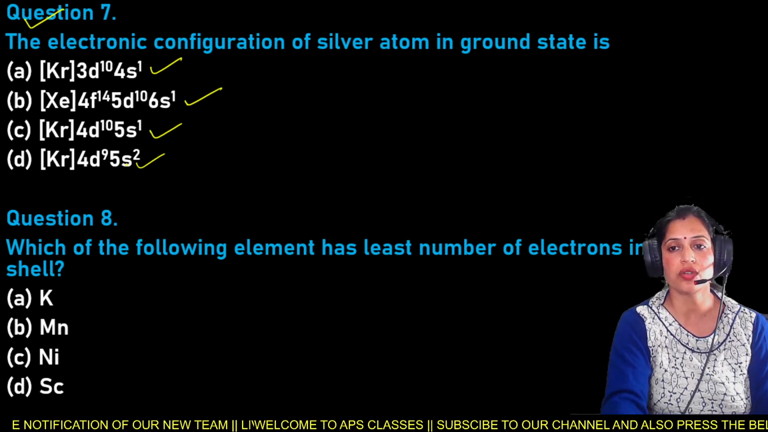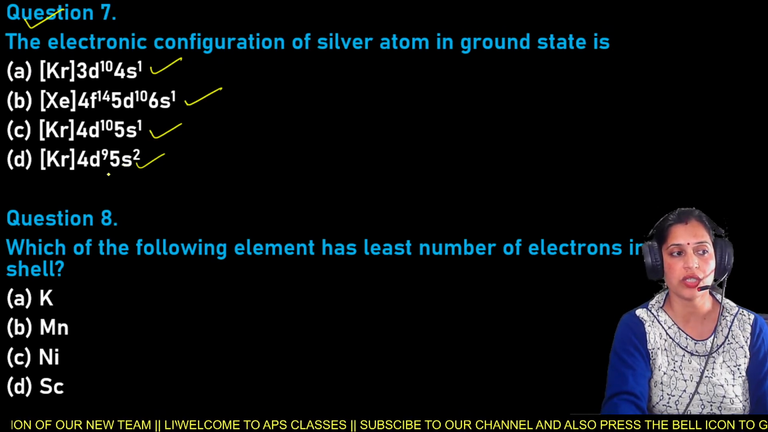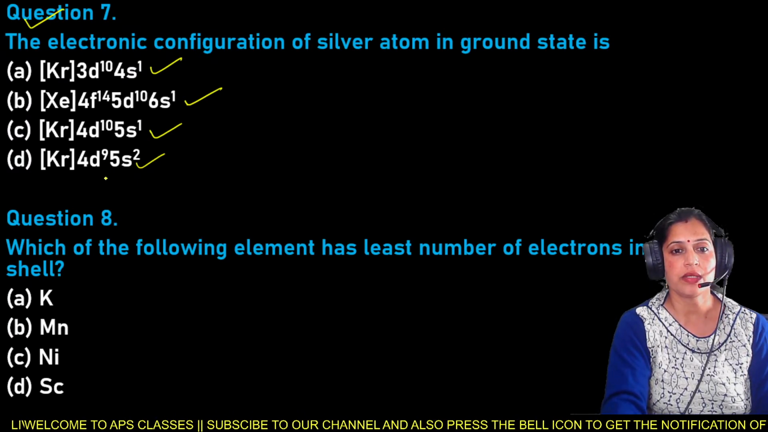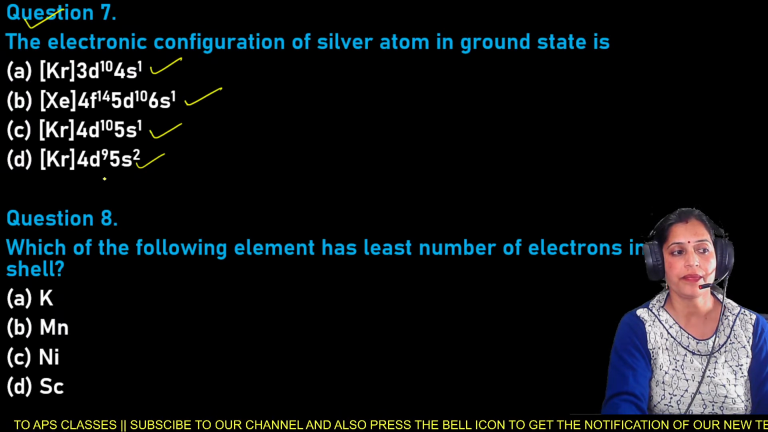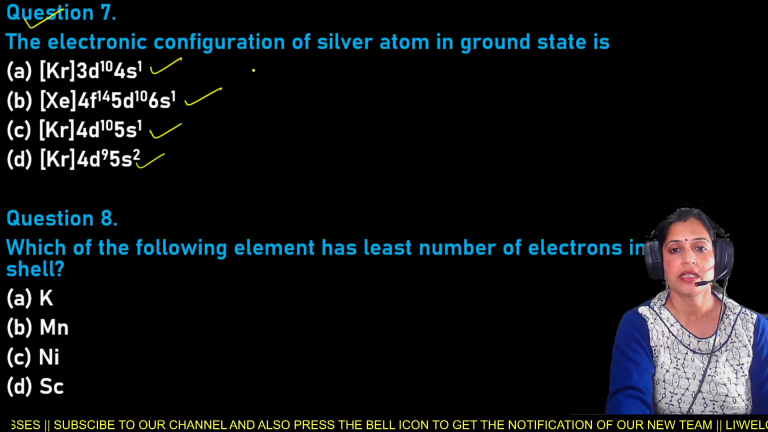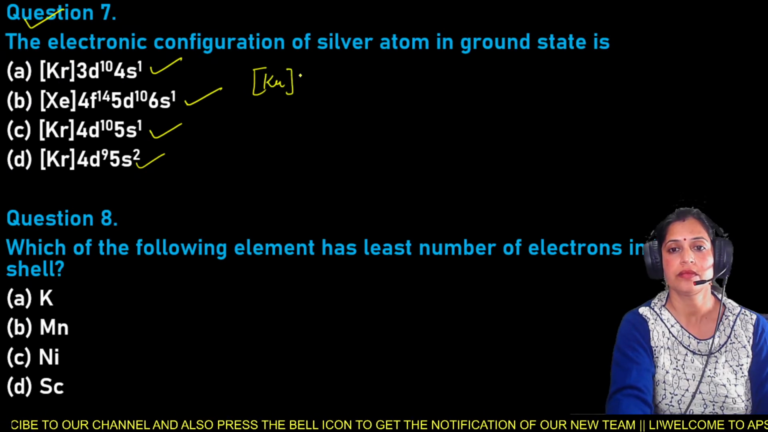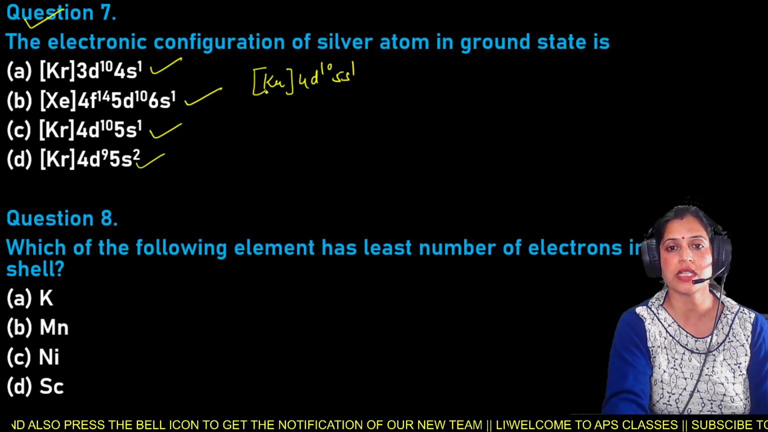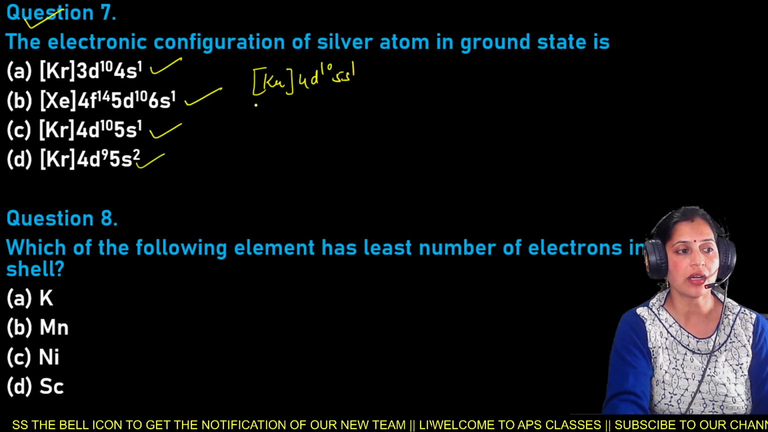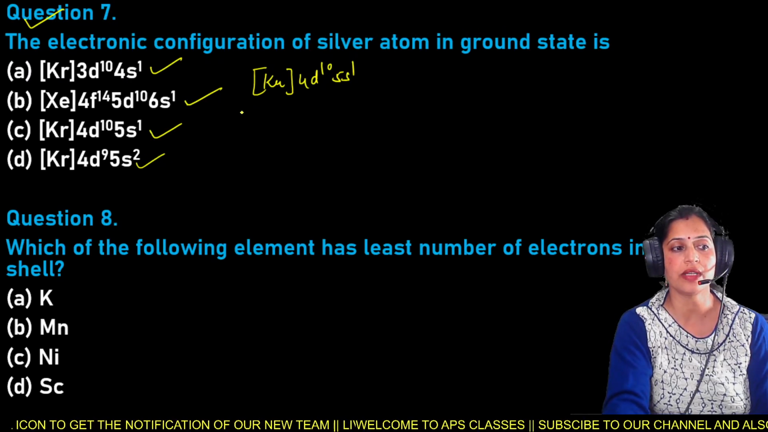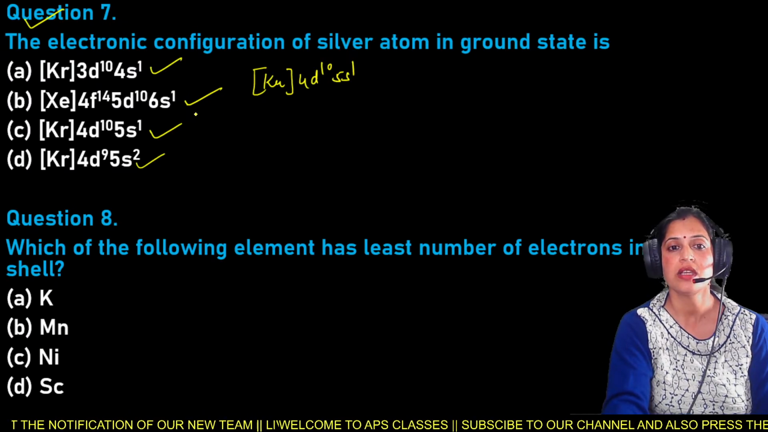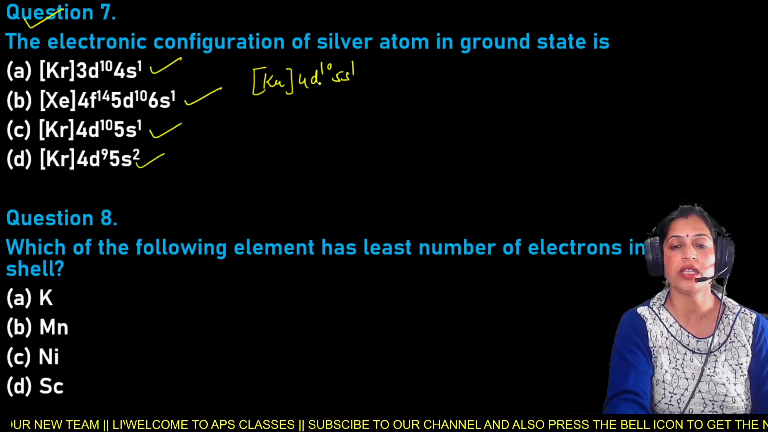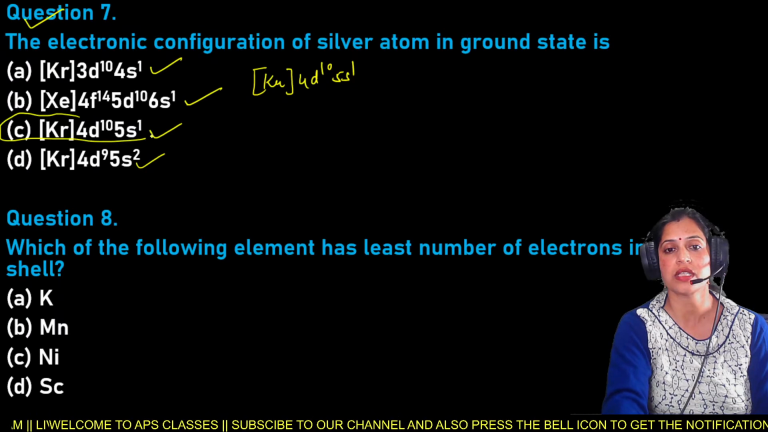So which is the right answer for question number 7? That is Kr 4d10 5s1. So this is the right answer, because the electronic configuration of silver in the ground state is 4d10 5s1.